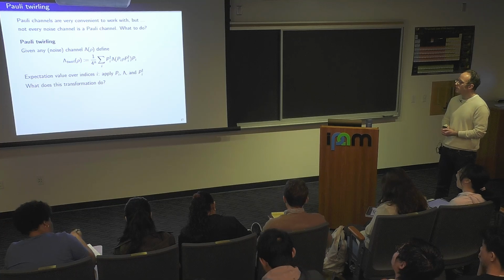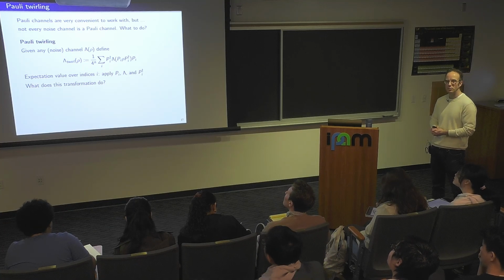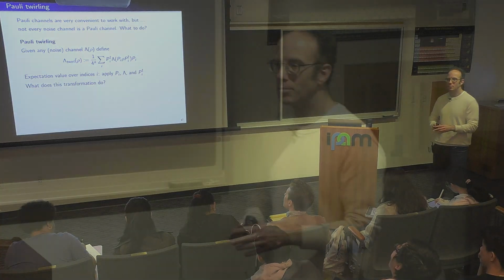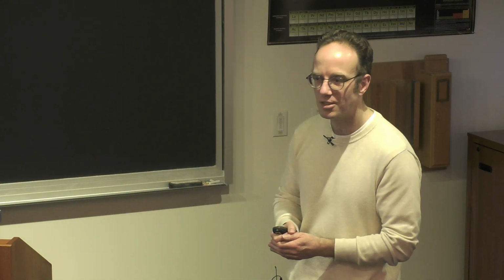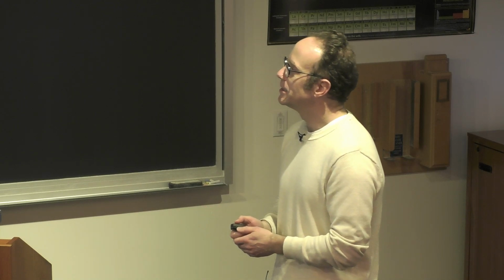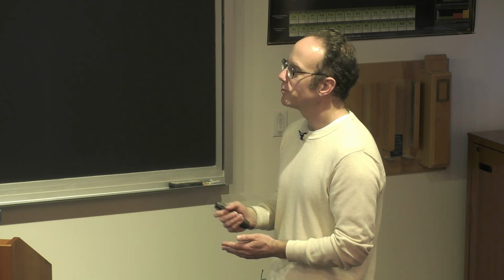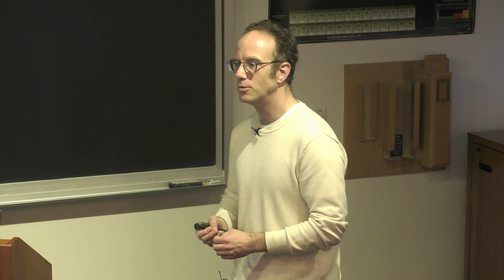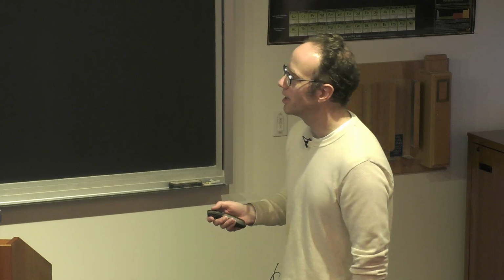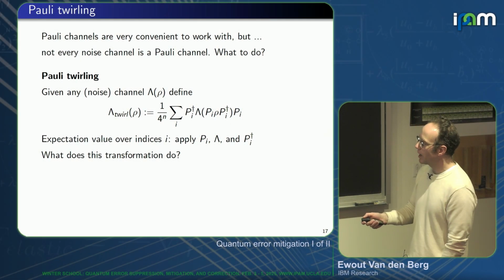Okay, so Pauli channels turn out to be very convenient to work with. Well, first of all, you don't have 4 to the n by 4 to the n parameters. You just have 4 to the n, which is still exponential, but a lot smaller. But of course, not every noise channel is a Pauli channel. So what can you do, right? We want to ideally work with Pauli channels. So one concept is called Pauli twirling.